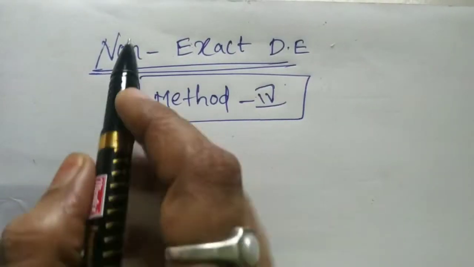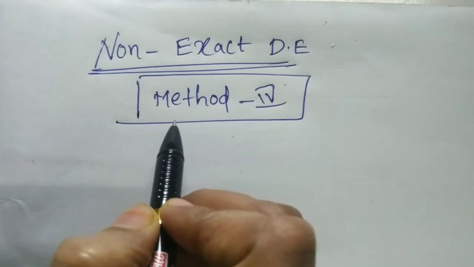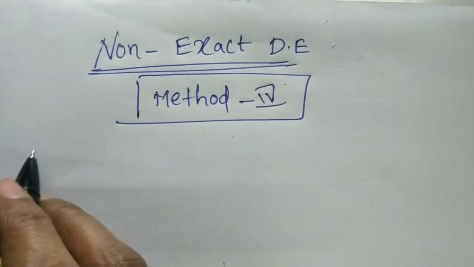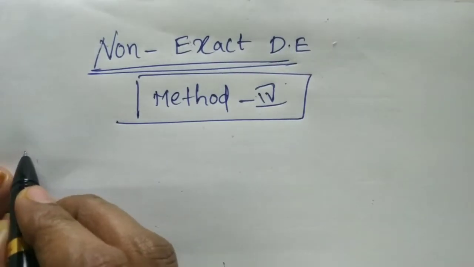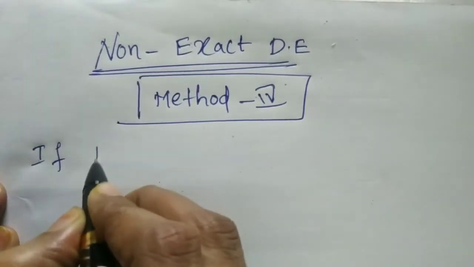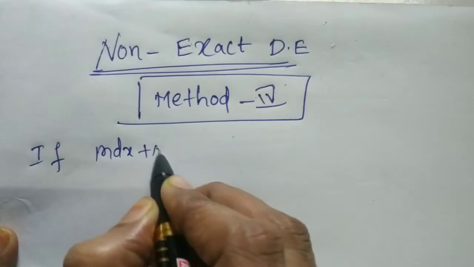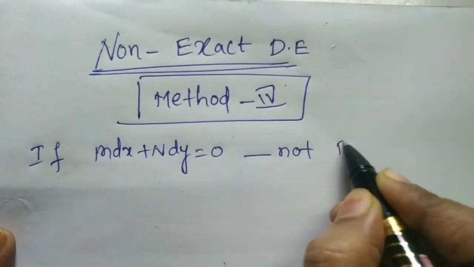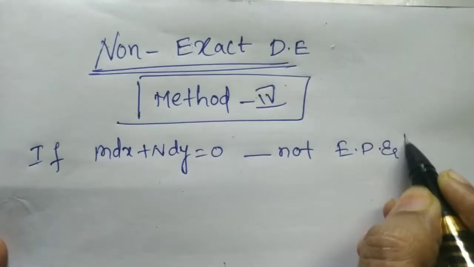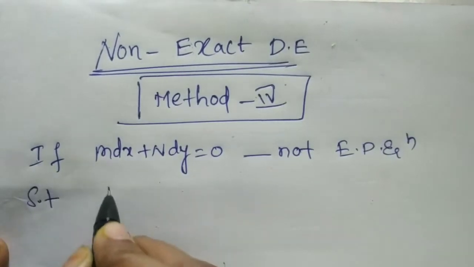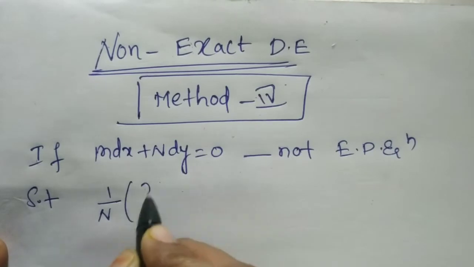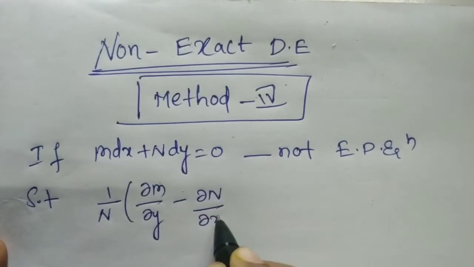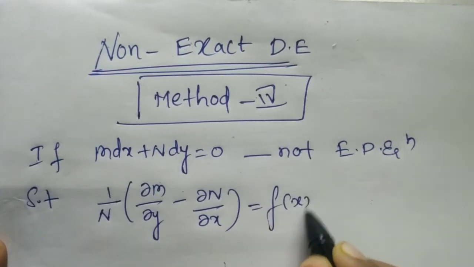Today's topic is non-exact differential equations of method 4. First, how to recognize the problems on method 4. If M dx plus N dy equal to 0 is a non-exact differential equation such that 1 by N of (∂M/∂y minus ∂N/∂x) equals f of x.